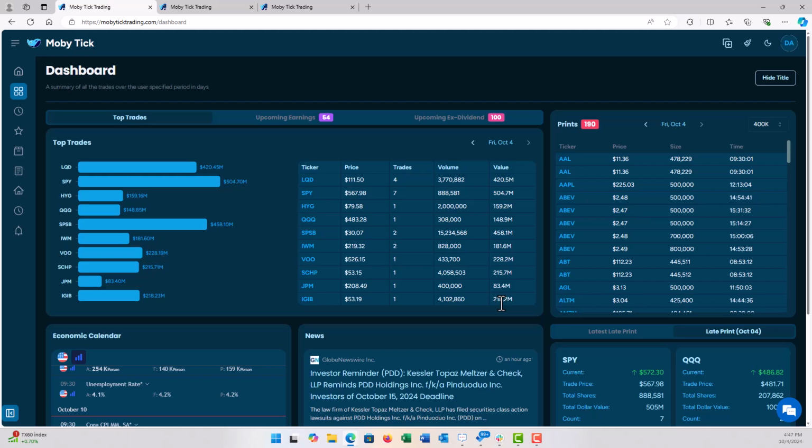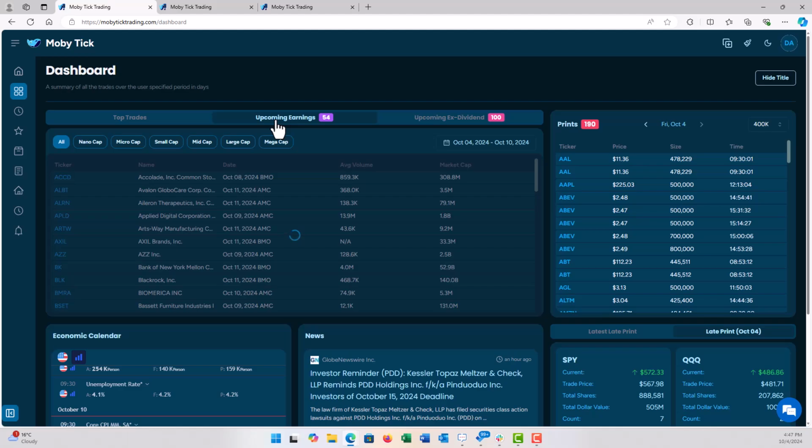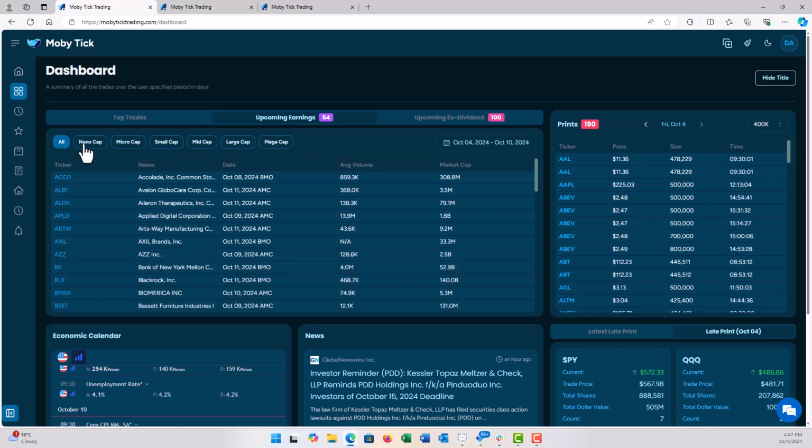So here we kind of get a feel for what's going on in the market. Now it's late in the day. The market's only open for another 15 minutes, so we'll hurry through some of this. You can see upcoming earnings, and we can sort by market cap.